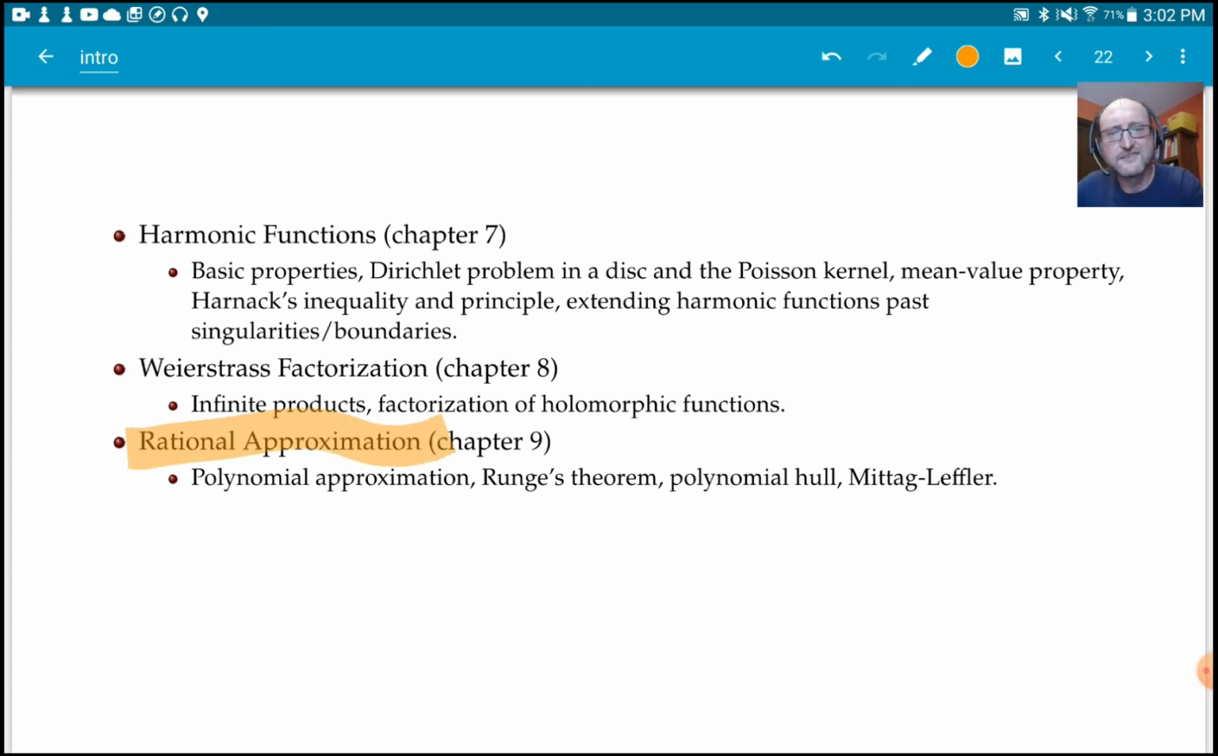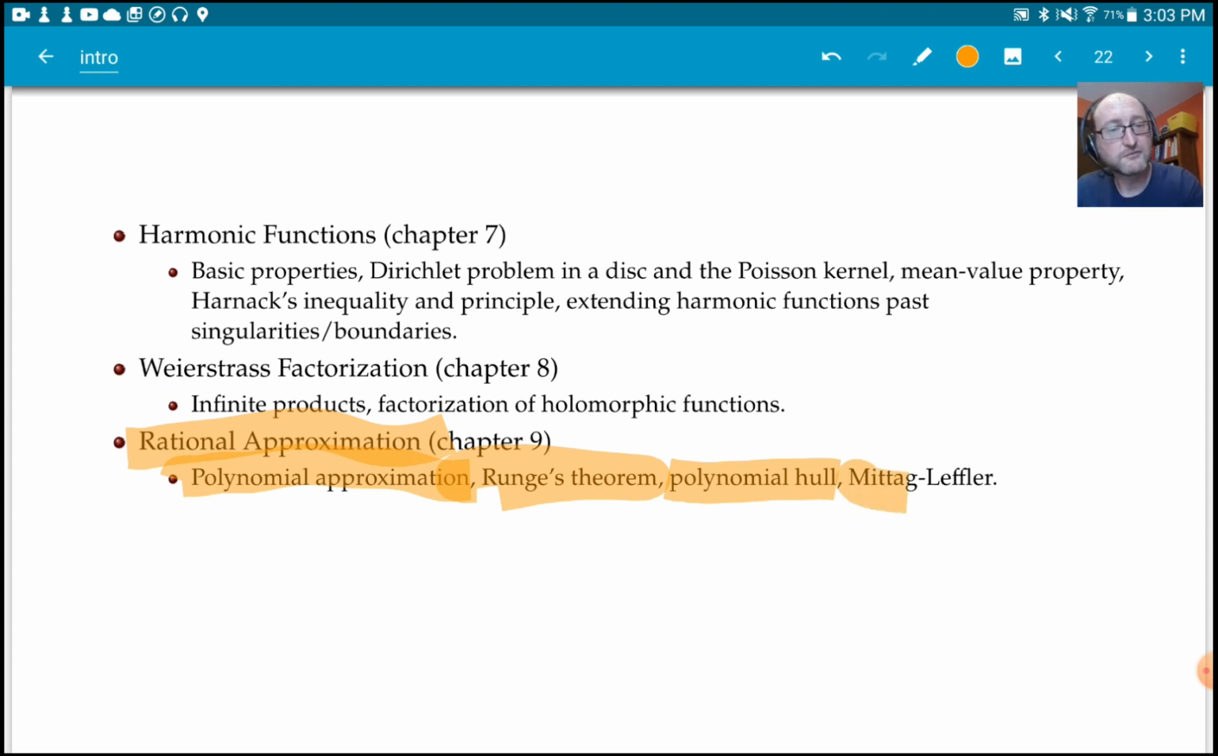Then we have rational approximation. So that's really referring to Runge's theorem. When can you approximate? Maybe by a polynomial, maybe by a rational function with poles somewhere, so with singularities somewhere. A polynomial doesn't have any singularities. So you want to approximate holomorphic functions by these guys. There's a thing called polynomial hull that's really connected to simple connectedness. As long as things have no holes, you can approximate by polynomials.